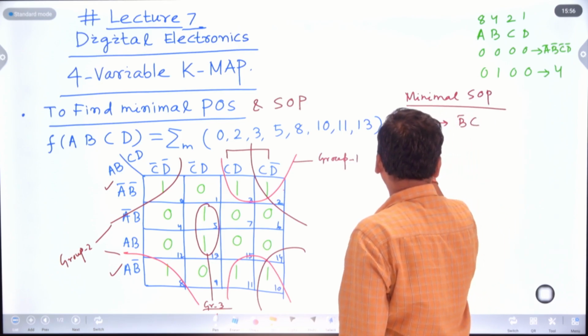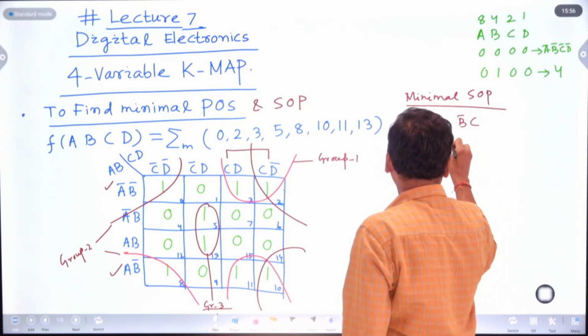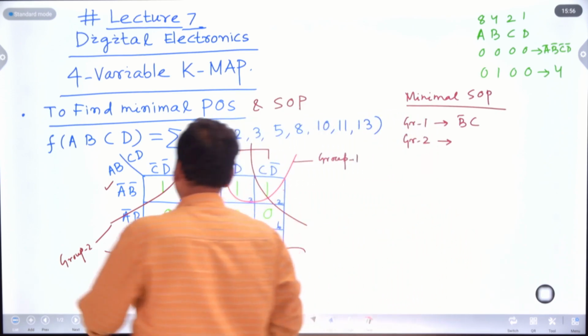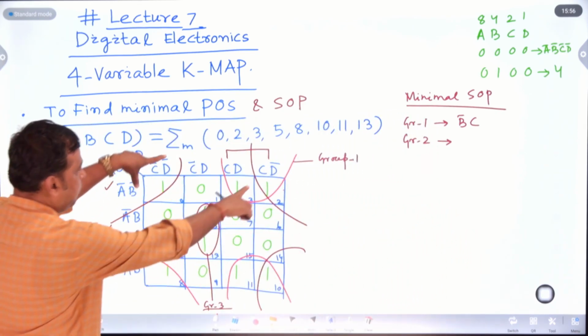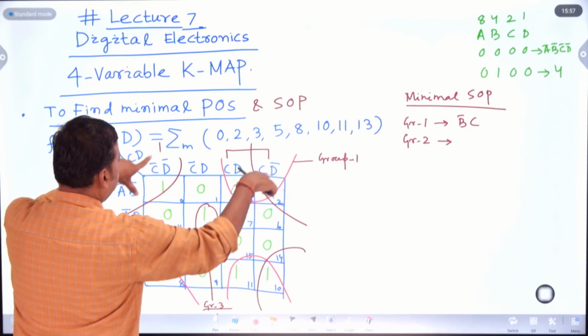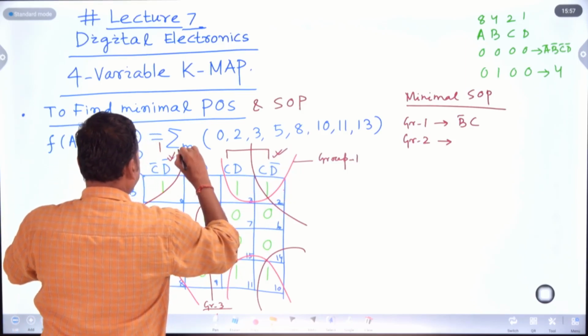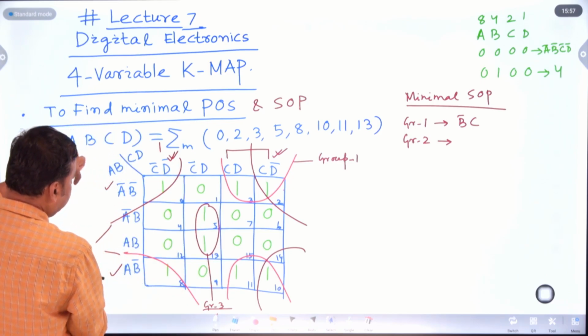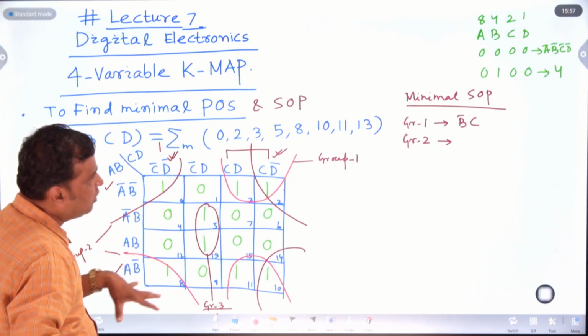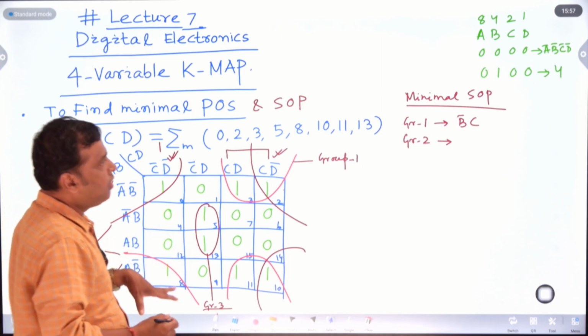Similarly, group 2. Tell me, group 2 means 4 corners. In the 4 corners, what is common? D bar. This one is common, here the common is D bar, here the common is B bar. So the 4 corners form a group, and the result is B bar D bar.